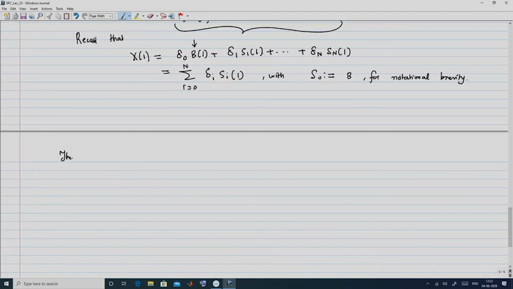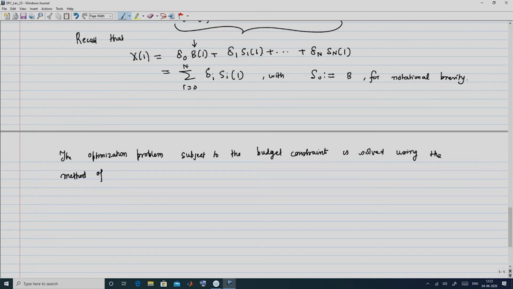So, the optimization problem subject to the budget constraint is solved using the method of Lagrange multipliers that you have already encountered when you looked at a multi-asset portfolio optimization in the mean variance framework.